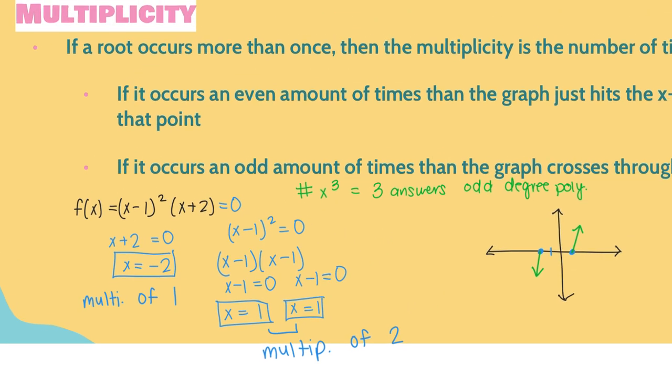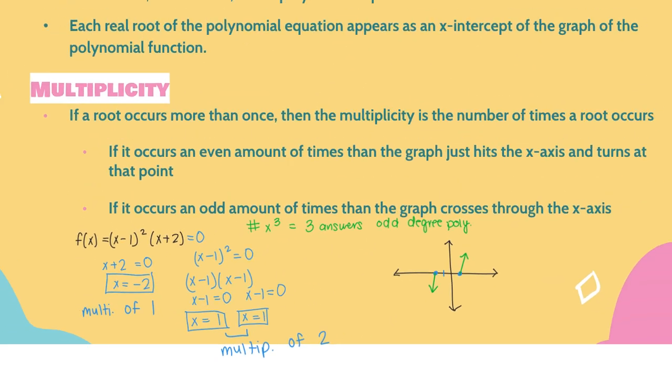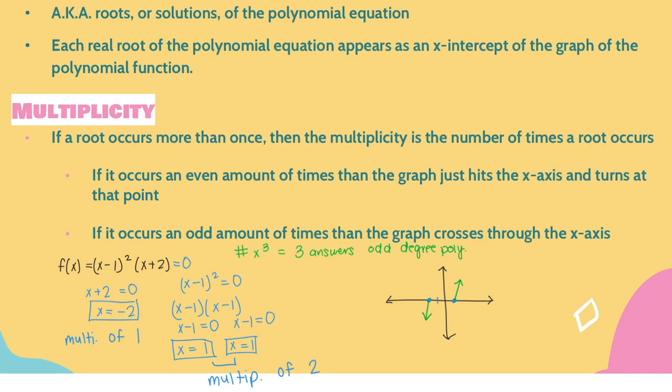Now let's figure out what multiplicity means. This is where we have to know what multiplicity means. If it occurs an even amount of times, so I'm going to highlight that, then the graph is going to hit the x-axis and turn. It's going to bounce on the x-axis. I'm going to call it a bounce. If it occurs an odd amount of times, it's just going to cross through. So this is just cross.